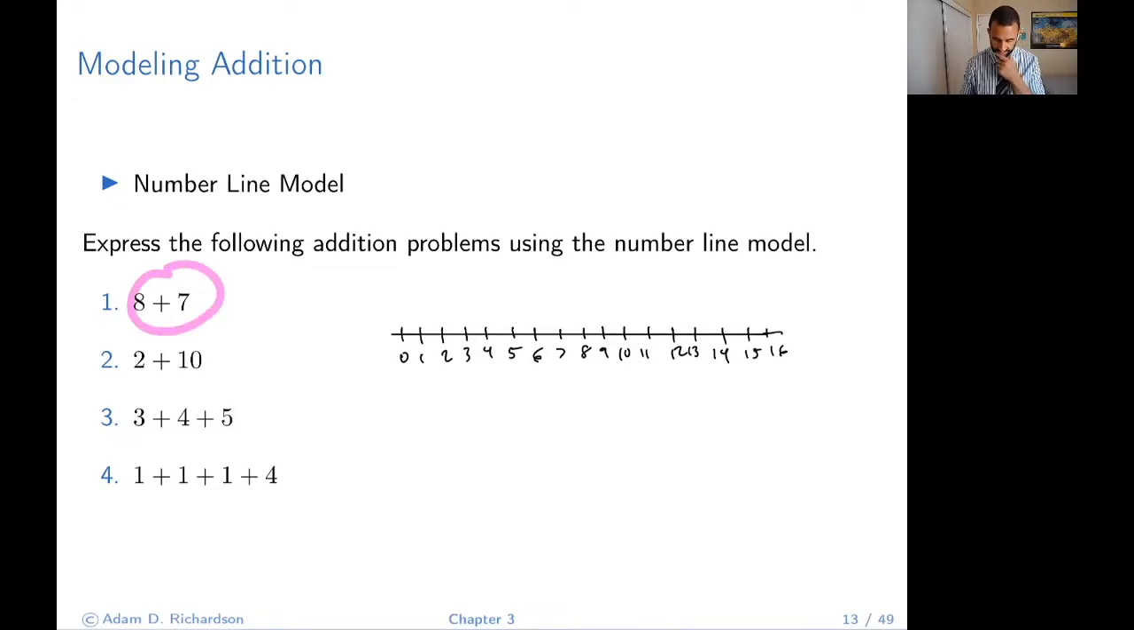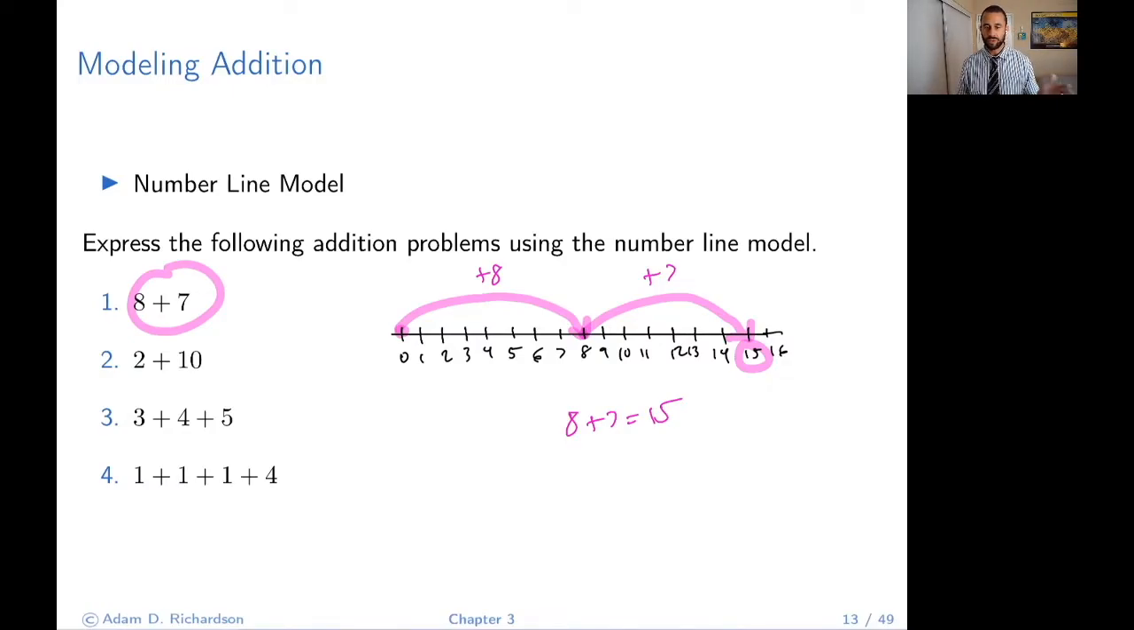Okay, so we're doing 8 plus 7. So let's do it this way. First, we're going to start at 0, and we're going to add 8. Okay, and I'm actually going to write up here plus 8. And the next thing I'm going to do is I'm going to add 7. And I'm going to write plus 7. And then where I landed was 15. So now we know that 8 plus 7 equals 15. And that's how you would do it, basically like that.